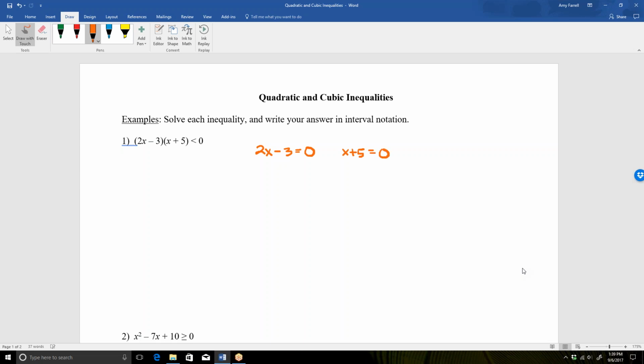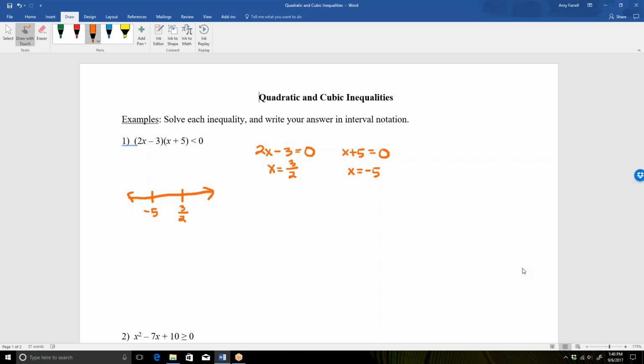So I'm going to set each of the factors equal to 0 and solve. When I solve this equation, I get x equals 3 over 2. When I solve this equation, I get x equals negative 5. The reason why we want to solve the corresponding equation, oh wow, that line's not very straight, is it? Is because these are the only two numbers at which this inequality could change sign from positive to negative or negative to positive. And so by solving the corresponding equation, you're going to get the numbers at which the inequality could change sign.